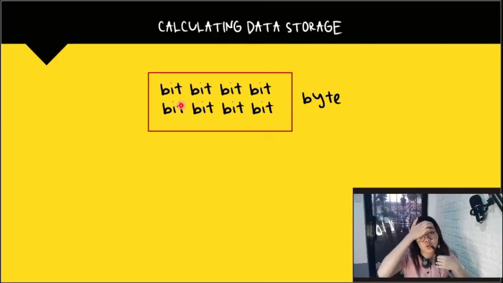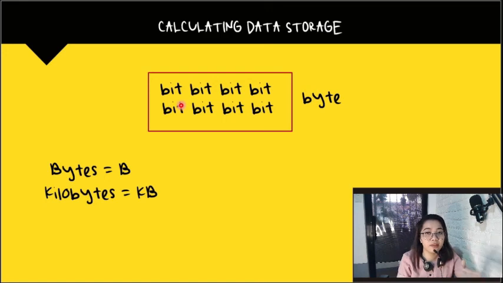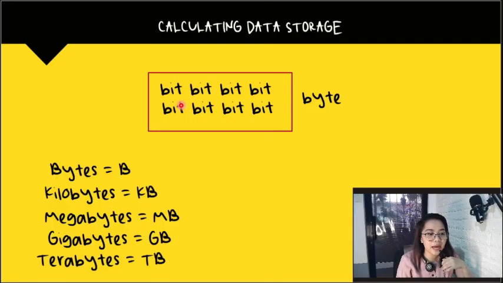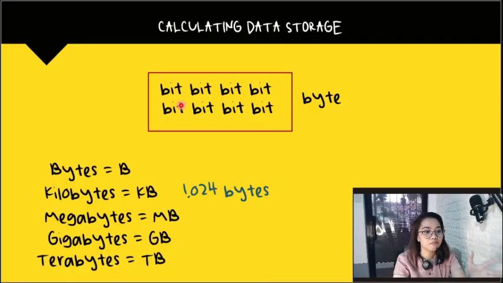When referring to storage space, we use the terms bytes, or B. We also have kilobytes, equivalent to KB. We also have megabytes, equivalent to MB. We also have gigabytes for GB, and terabytes for TB. 1 kilobyte is a little more than 1,000 bytes. Specifically, you have 1,024 bytes for a kilobyte. That means inside one kilobyte, there are 1,024 bytes.